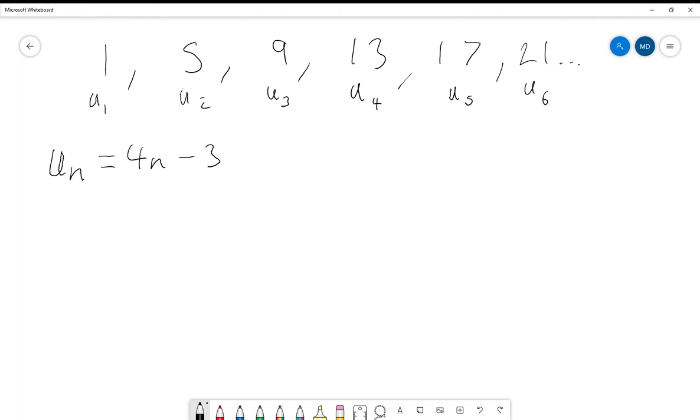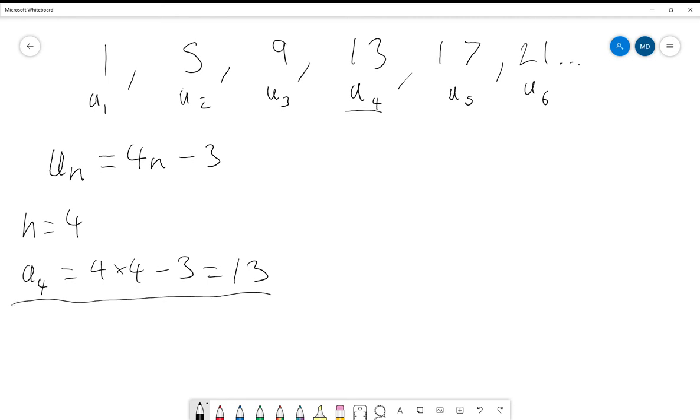And we can test that this works. We can plug in a value. What if n equals 4? Well, then we're saying that u of 4 is equal to 4 times 4 minus 3, which absolutely is 13. And so you can see the u4 up here absolutely matches what we get when we look for u4 in our sequence.